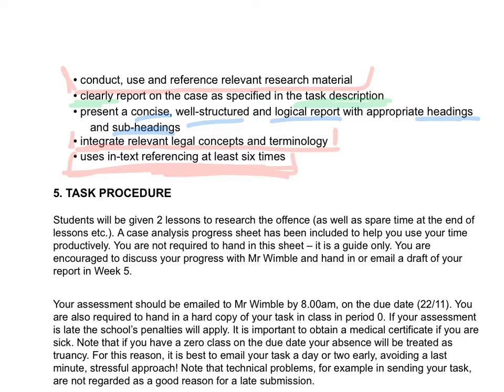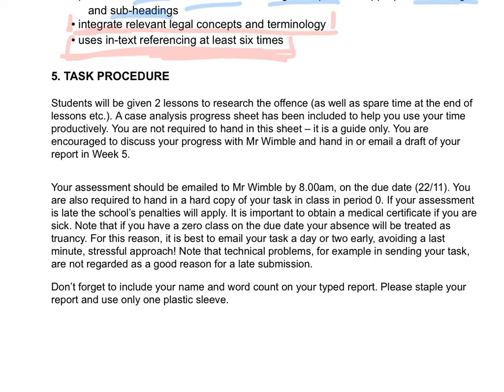All right, in class, I'm going to give you 2 lessons to research the offence. You're going to have some spare time at the end of lessons as well. If you finish stuff, you can jump on there. I won't make you hand in the handy sheet that I gave you to fill out to help you stay on track, but it is helpful.